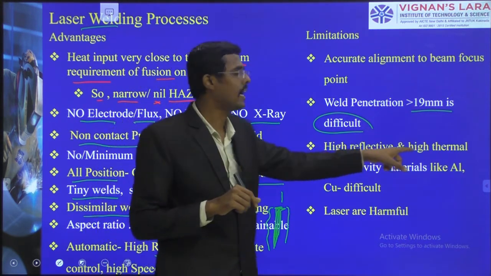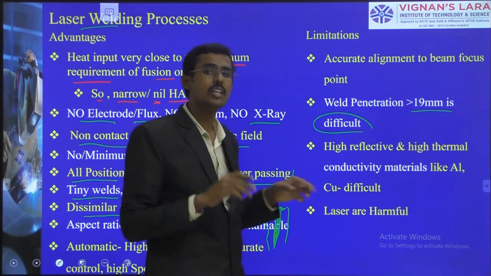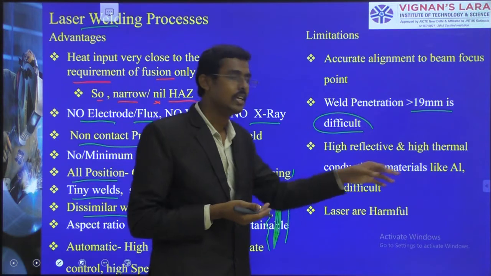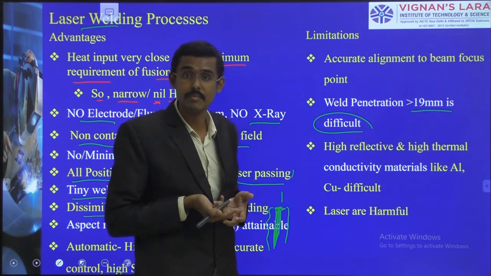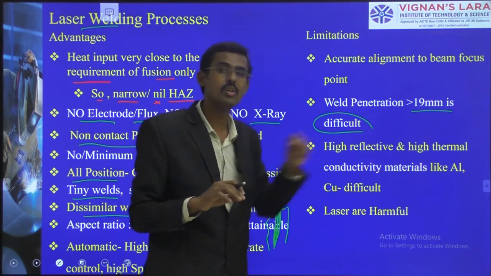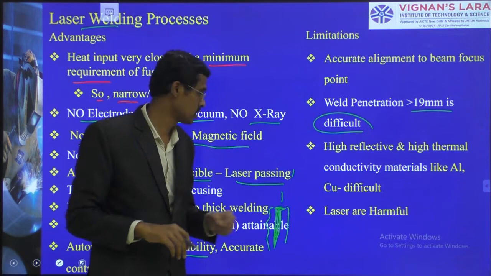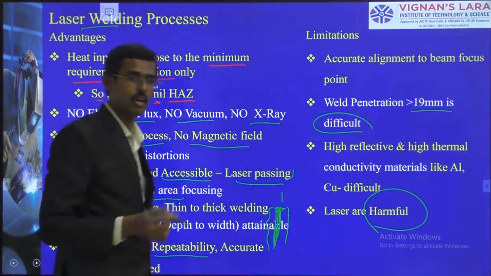Highly reflective and highly thermally conductive materials like aluminium or copper are difficult to weld, because aluminium is a reflective material. Being a good thermal conductive material, it absorbs more heat. It reflects the laser beam. Therefore, somehow it is difficult to weld aluminium and copper. So, finally, lasers are harmful also.